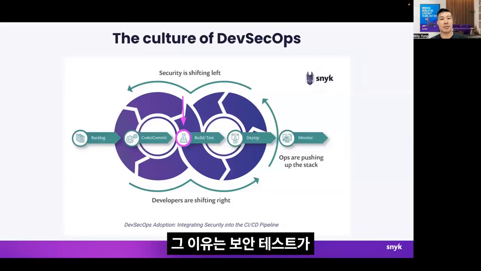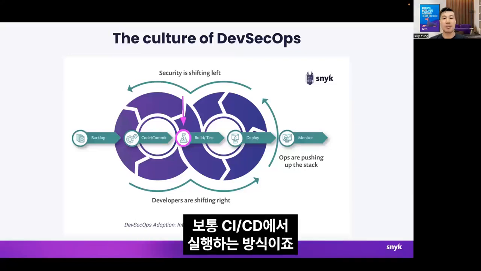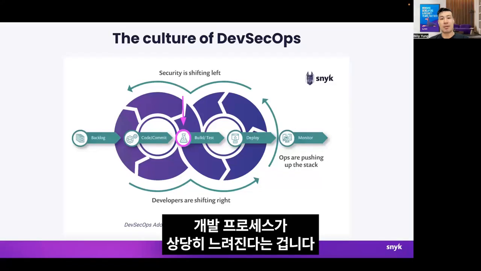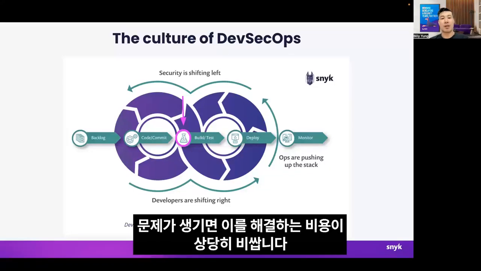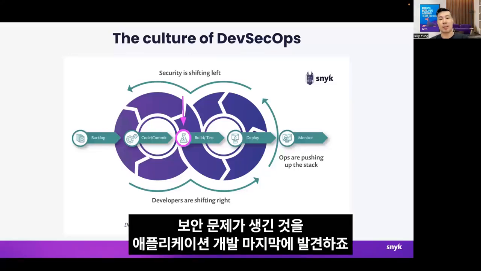The reason being is that security testing is commonly done at a single place in the DevOps process, and this is typically at the CI/CD build phase. The problem is that this is quite late in the development process, and it can be quite expensive to fix issues found during this phase of the DevOps process if we are failing builds and only finding security vulnerabilities once the application is built.